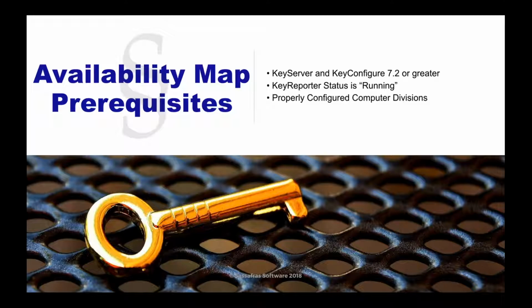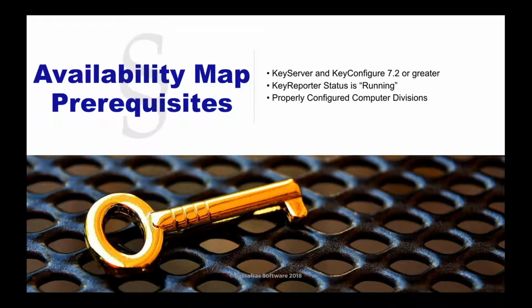Secondly, you'll need to make sure KeyReporter, our built-in web server process, is up and running on your key server. This is very easy to do. Simply go to the config menu, click on KeyReporter settings, and then look at the KeyReporter status area to make sure it's running. If not, just click the Start button to get it going.